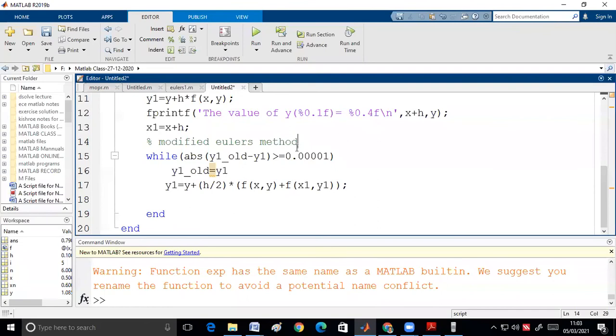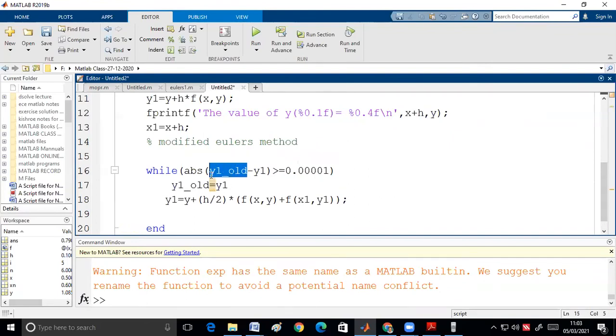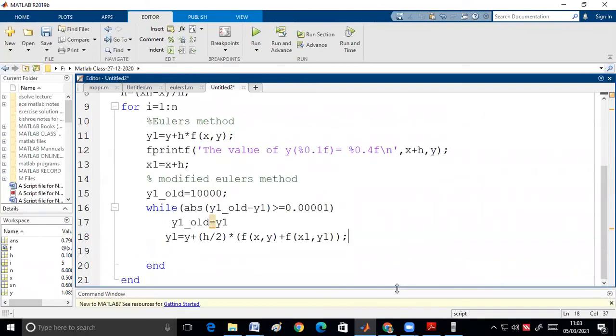For this purpose, the old value is not given, so we need initialization of the y1 value. I will give y1 old a big number, just for understanding. Initially I am giving a big number, so the difference is greater than the tolerance, and it will run again and again. Now listen, I will repeat again. Very simple.